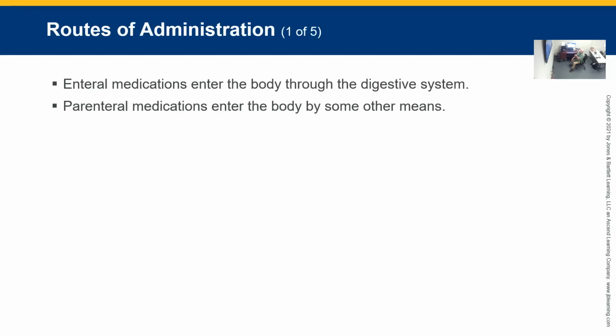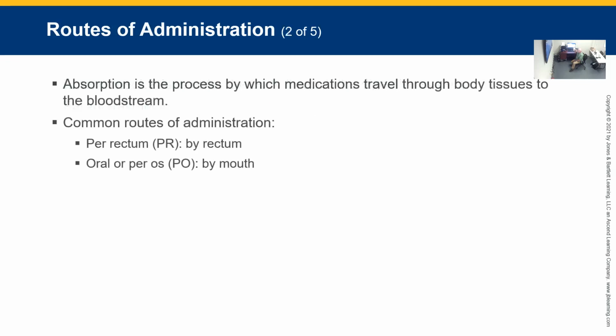Enteral means it enters the body through the digestive system. What I mean by that is you take it as a pill or a liquid that you drink. Parenteral is when you give it through an IV, or maybe inhalation to a degree, or stick them with a needle and give them a shot. So it goes into the body in another way.